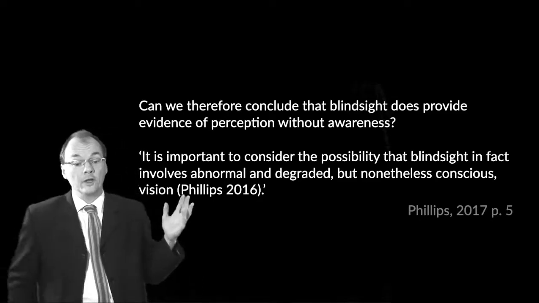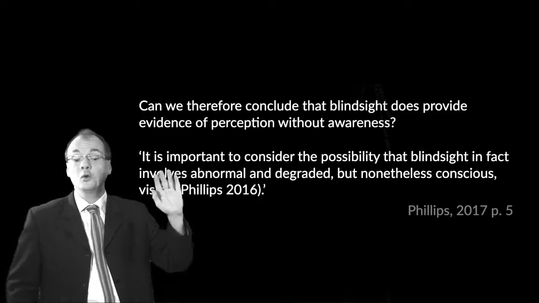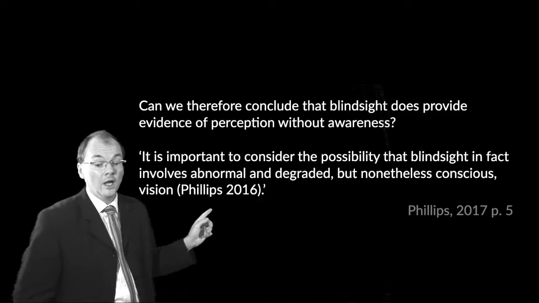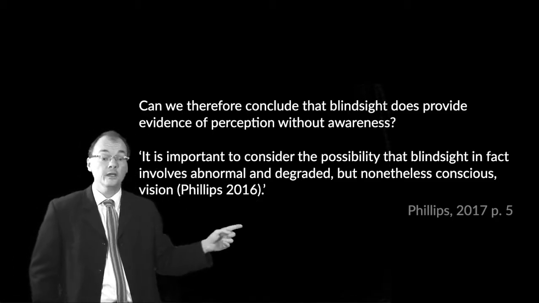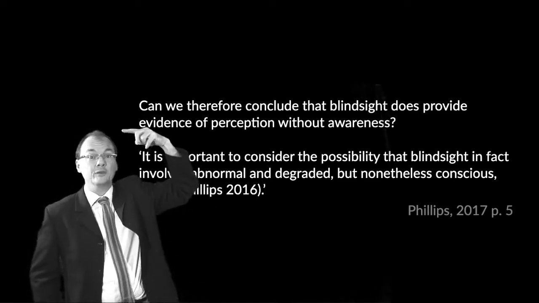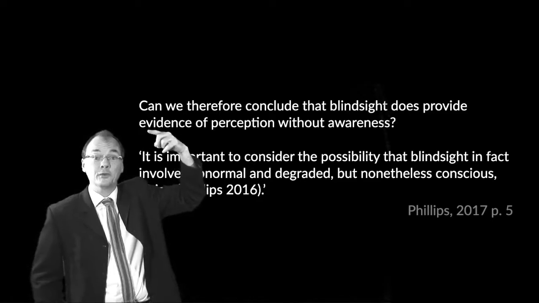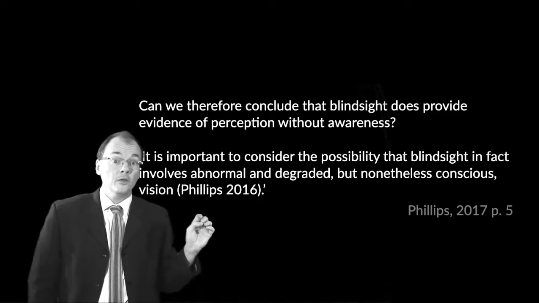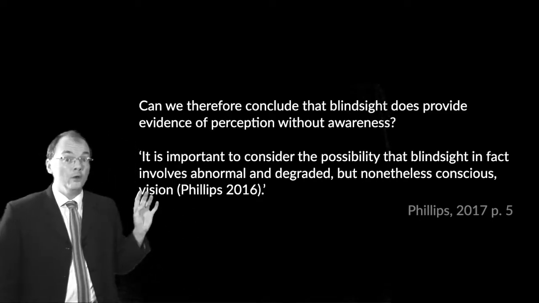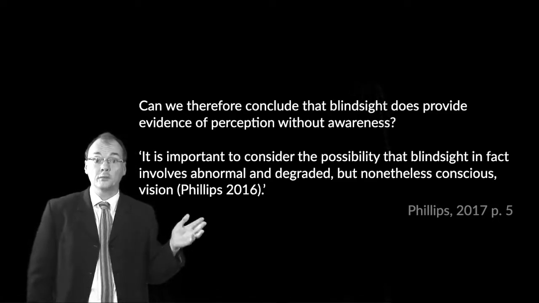So when we have a position like Phillips, we have to understand, well, why is it important to consider this possibility? Of course, there's going to be some kind of possibility, but why should we take this one seriously? And what Phillips does is he actually cites this work, Phillips 2016, and if you go there, you're right back into this argument about biased versus unbiased responses. That's essentially what Phillips 2016 gives us. So the thing I think's wrong here is this: we're not actually given a reason to think that it is important to consider this possibility.